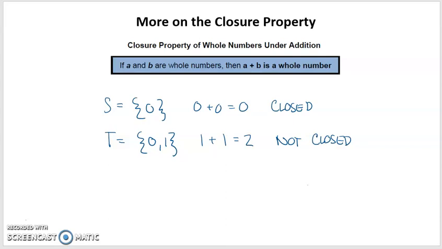Here's one that is. How about multiples of 5? So I'll call that F for 5, {0, 5, 10, and on and on and on}. It goes on indefinitely. It's an infinite set. Okay, well, take any two numbers in there. Well, like 5 plus 10. 5 plus 10 is 15. That's also in the set.